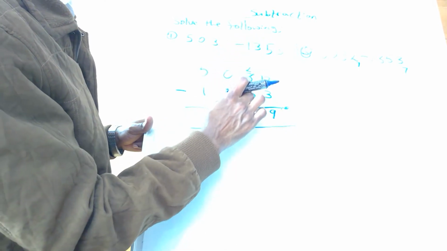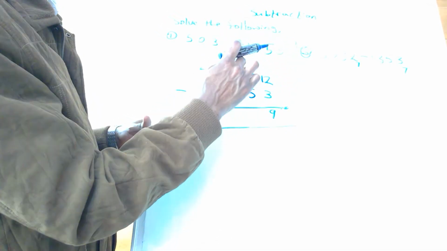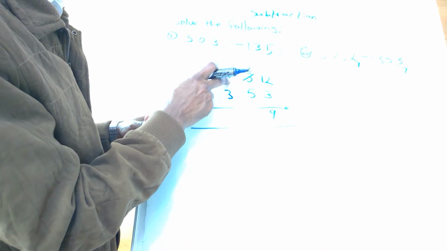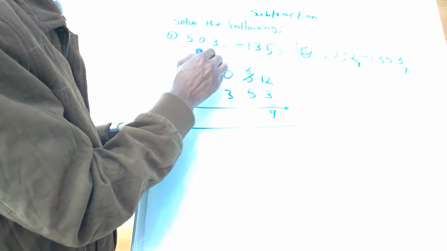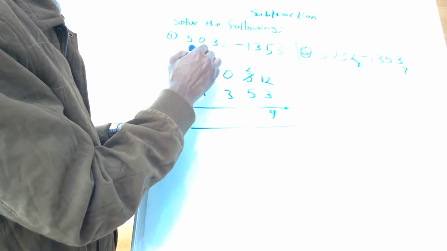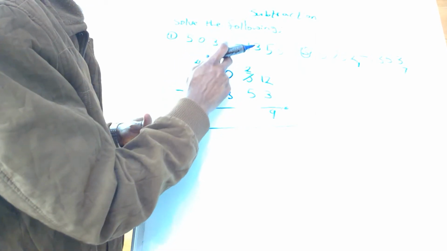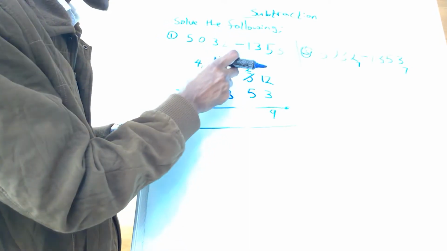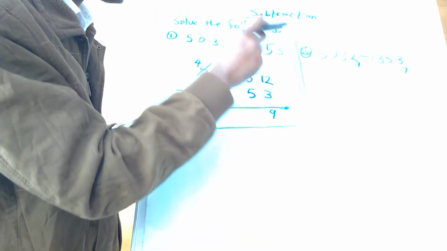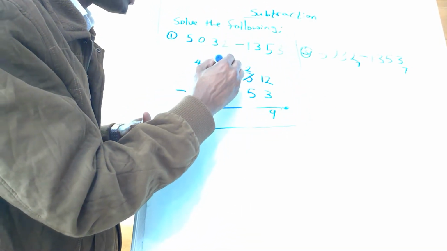2 minus 5 is impossible. We have to go and borrow. We don't have anything to borrow here. We have to go here to borrow. This one is what? 4. The one that we borrow from here, if we are bringing it here, it is the base that we add to 0. The base is 10. 10 plus 0 is 10.